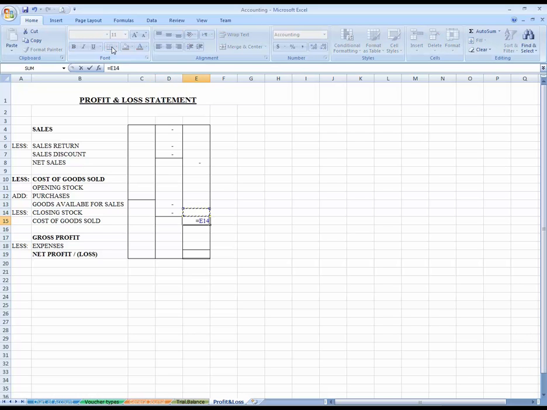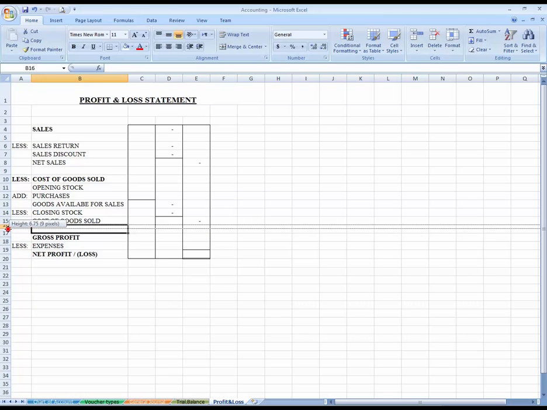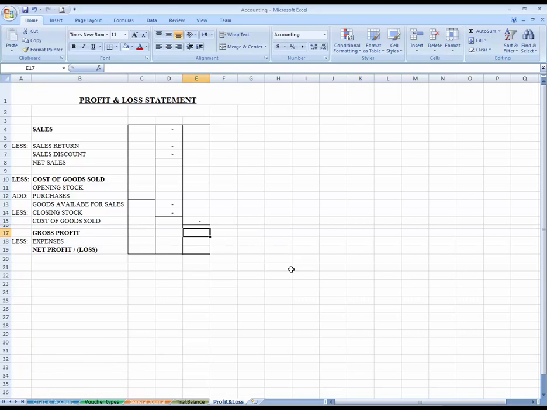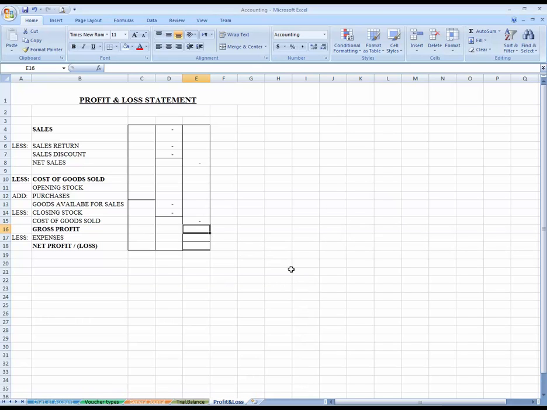Cost of goods sold will be equal to this minus this, meaning goods available minus closing stock will be cost of goods sold, and sales minus cost of goods sold is equal to gross profit. I'm going to calculate gross profit over here. I'm going to delete this extra column. Sales minus cost of goods sold is equal to gross profit, and expenses will come dynamically over here, and here will be net profit. Gross profit minus operating expense.